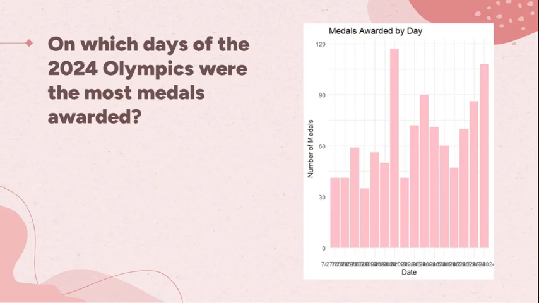On which days of the 2024 Olympics were the most medals awarded? So this chart shows the number of medals awarded each day during the Olympics. As expected, the second half of the games had the most medals awarded, since most finals happen toward the end of the schedule. So for example, in track and field, there's a good amount of preliminary and semifinal rounds for pretty much most events, to include field events like throws.